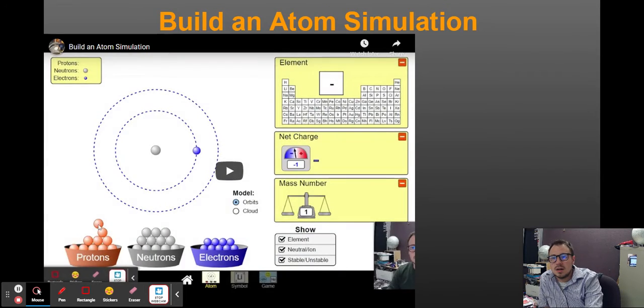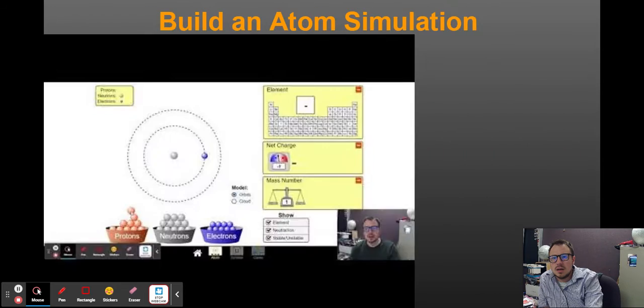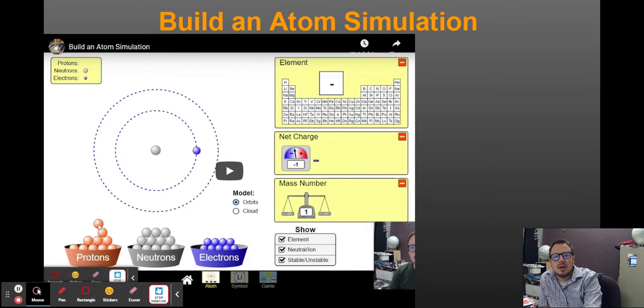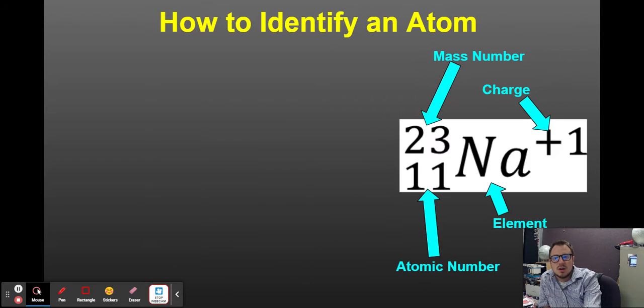All right, so we're going to do a build an atom simulation in which you take protons, neutrons, and electrons. You're going to put them there. You're going to see how that affects the element, the net charge, and the mass number. You're going to answer some questions based on that.